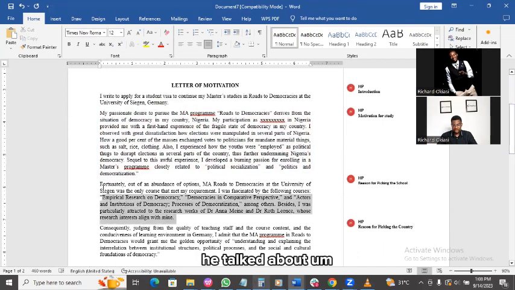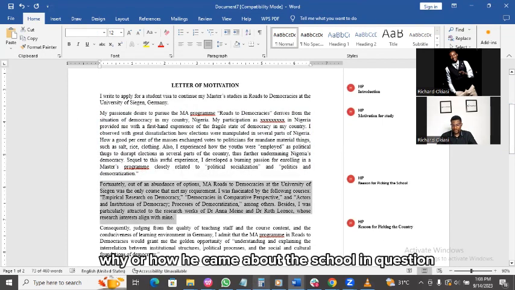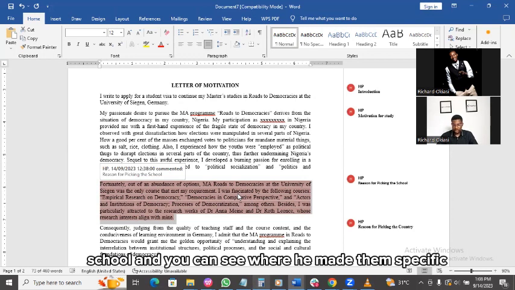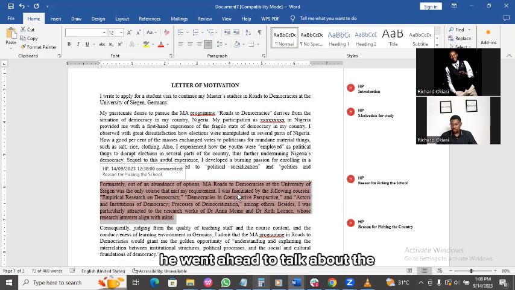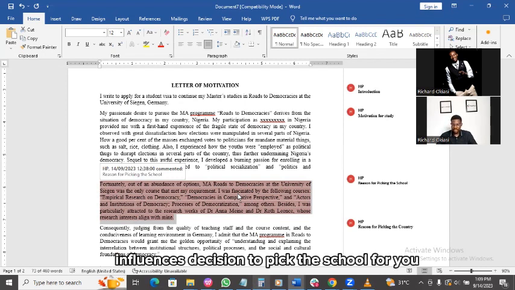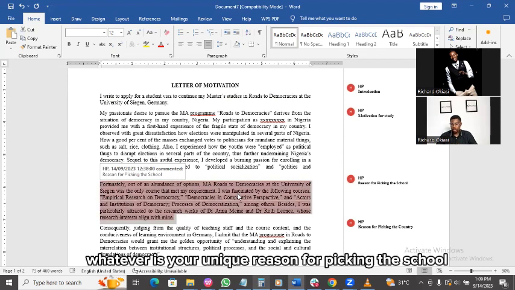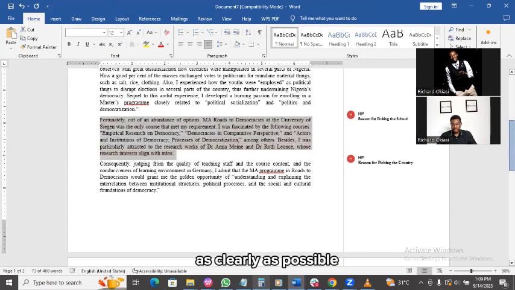After that, he talked about how he came about the school in question and the course, and why he picked the school. And you can see where he made them specific. It's nothing generic. He went ahead to talk about the lecturers he read about that influenced his decision to pick the school. For you, it could be the environment, it could be the history of the school, maybe mentors that influenced you, it could be based on advice. Whatever is your unique reason for picking the school, you need to communicate it as clearly as possible.